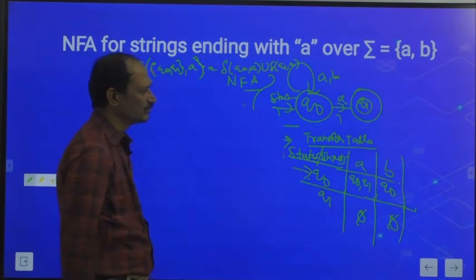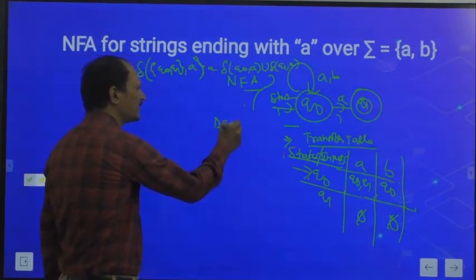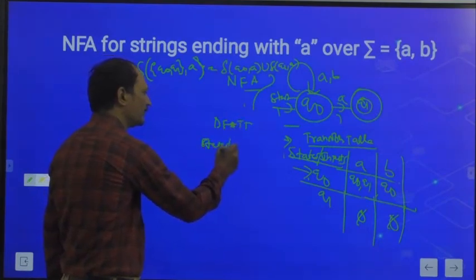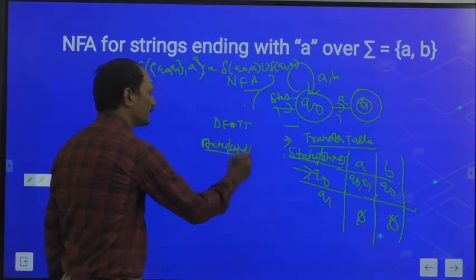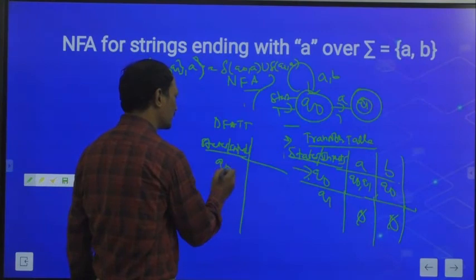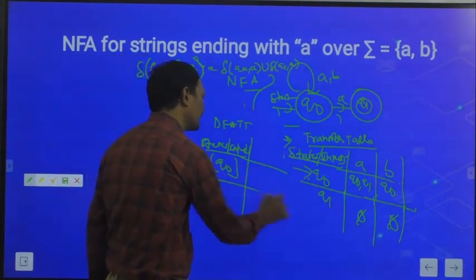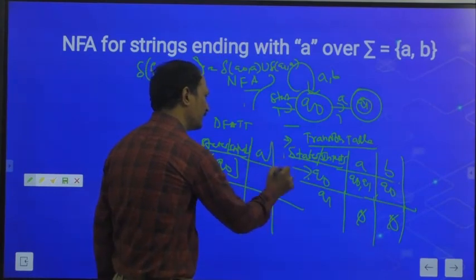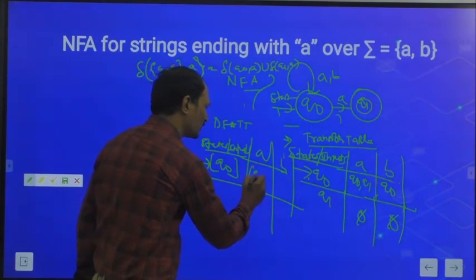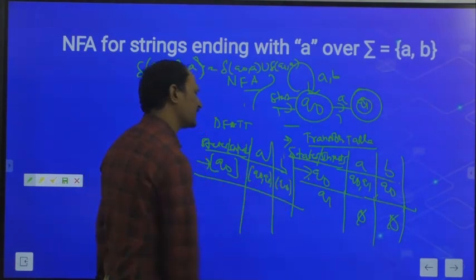Now I need to convert this NFA table into a DFA table. So how am I going to construct a DFA transition table? States, inputs. What are the states and what are the inputs? So states are q0, the starting state of NFA equal to the starting state of DFA q0. Input symbols are A, B. For q0, first you need to dump out the transitions: q0 comma q1 comma q0. This is the first one.